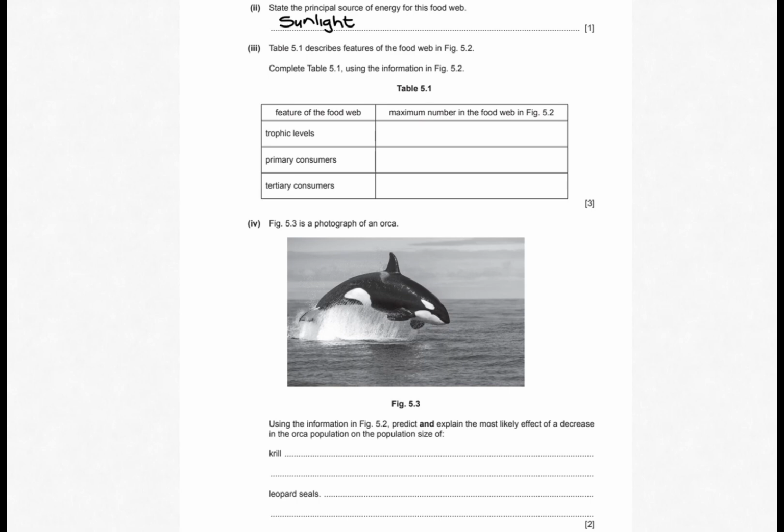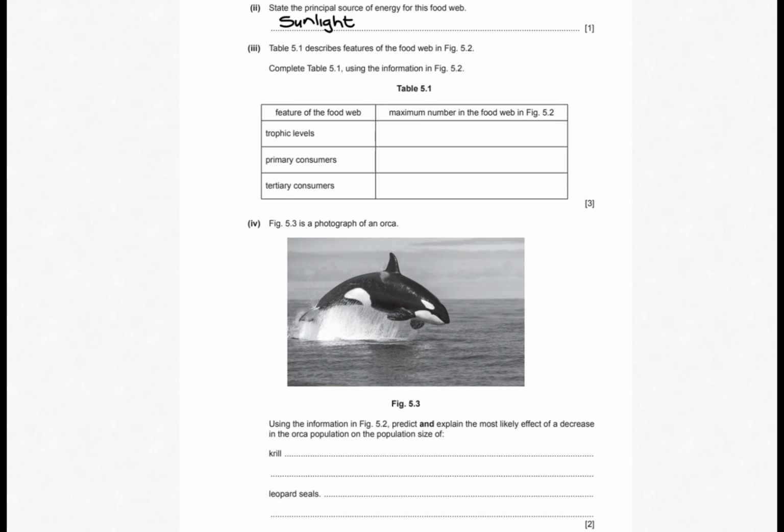The next question then says that Table 5.1 describes features of the food web in Figure 5.2. Complete Table 5.1 by using the information in Figure 5.2. Now, if we look at Table 5.1, we can see they give the feature of the food web, which is the trophic levels, the primary consumers, and the tertiary consumers. They then, in the next column, also tell us the maximum number in the food web in Figure 5.2.